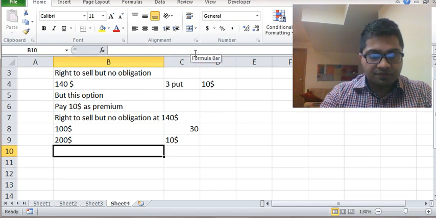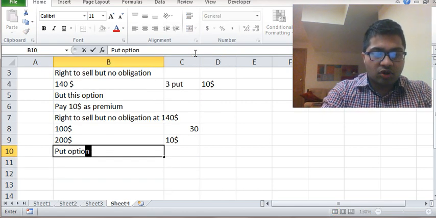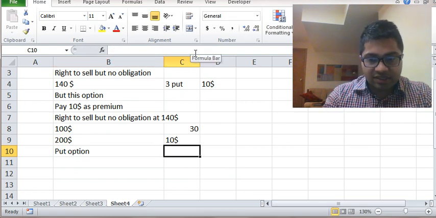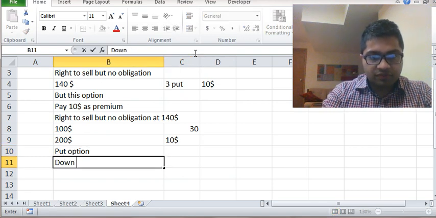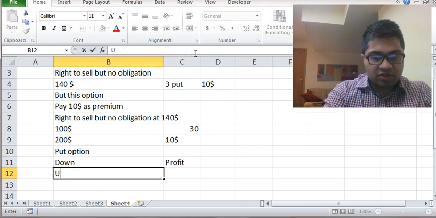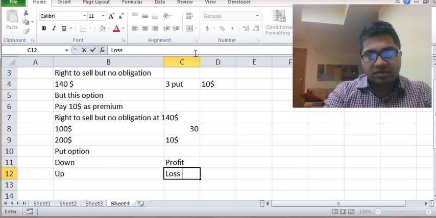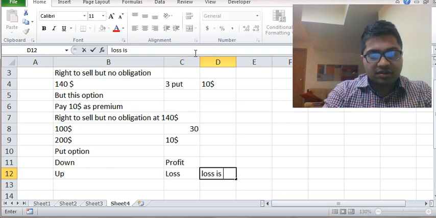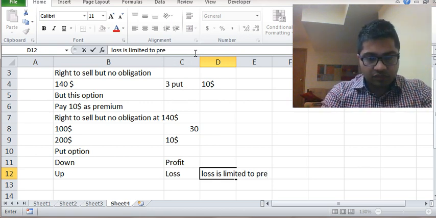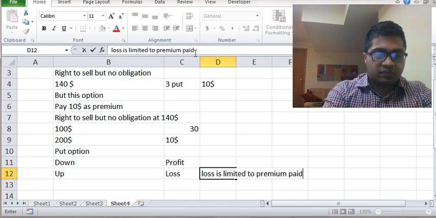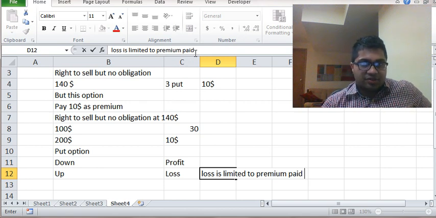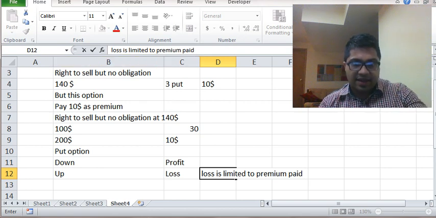So what is put option? Put option is right to sell at a predetermined price but no obligation. So when price goes down, you make profit. When price goes up, you make loss, but loss is limited to premium paid. Okay, so these are options. Now let's get back to slides and discuss it.